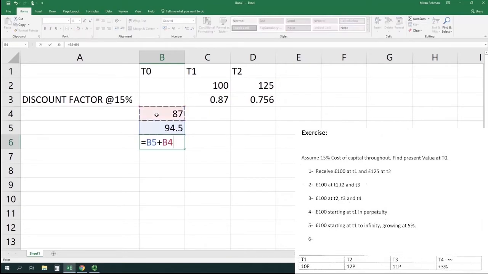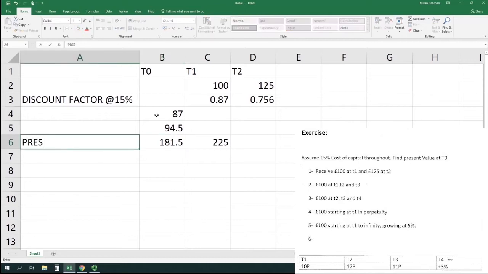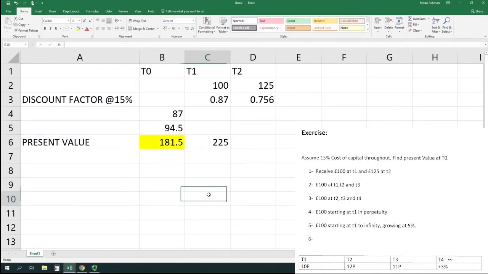So the total value we received is this versus 225. If we take my example, where somebody says, okay, if you give me £200 now, I'll give you £100 in a year's time and £125 in 2 years' time. Should we do that business? No, because we're actually getting less than £200. The present value of that £225 is only £181.50. So we call it present value, and this is the amount.